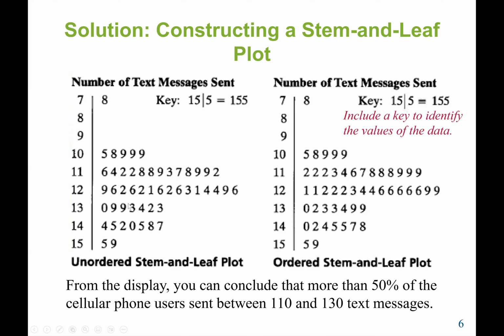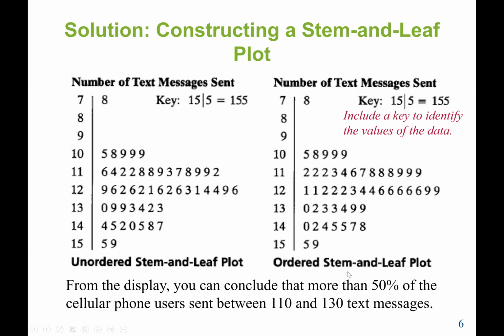Now we can plot this in an ordered way also. So here we can see we have 58999, but here we have 642. We put it in order, we get 24 6, which means the lowest values come first before the highest values.